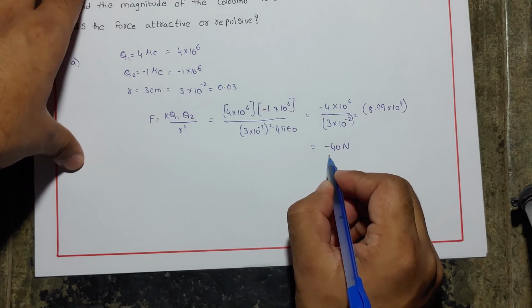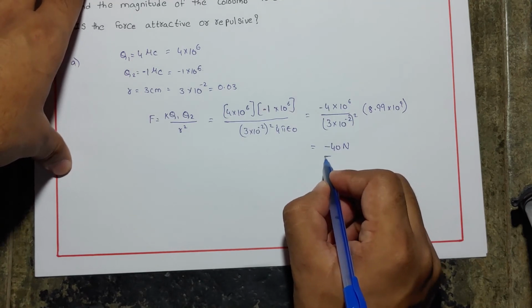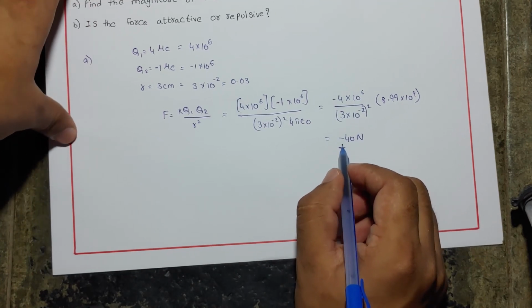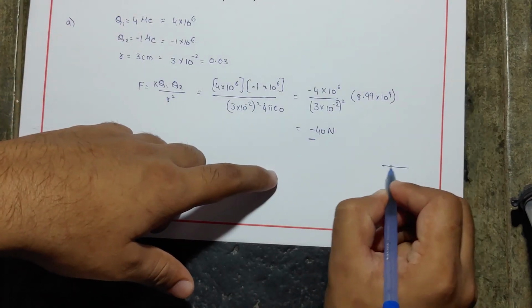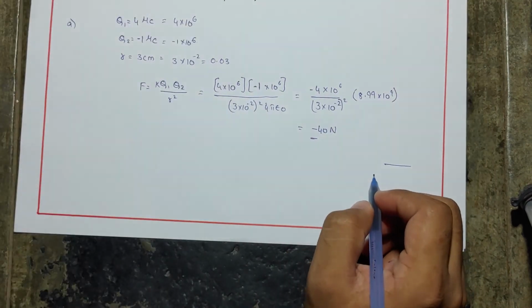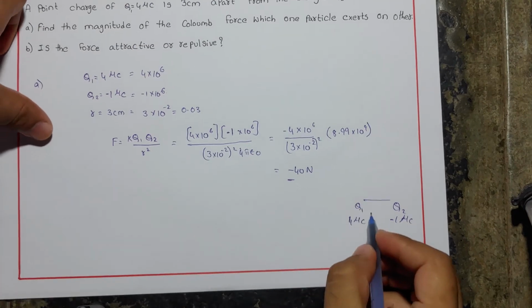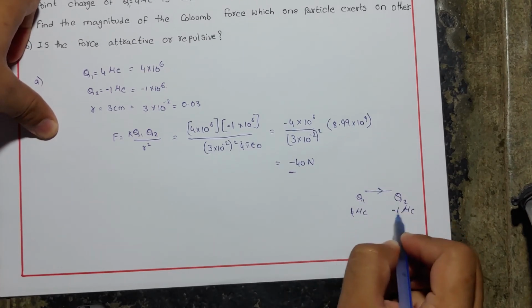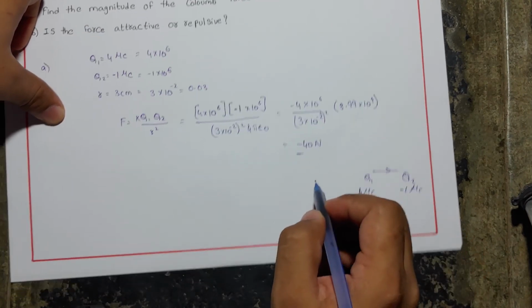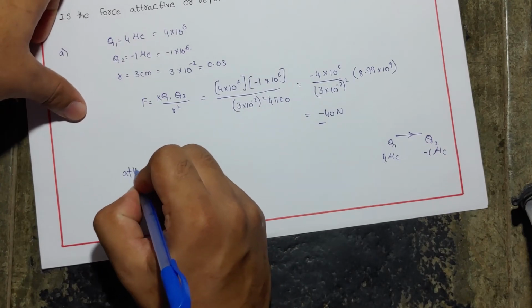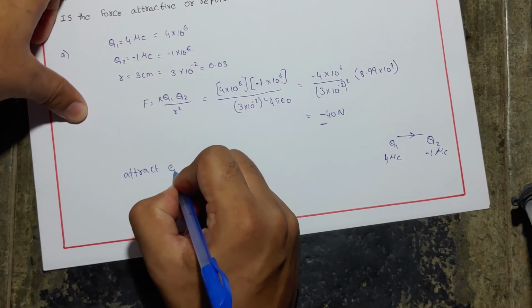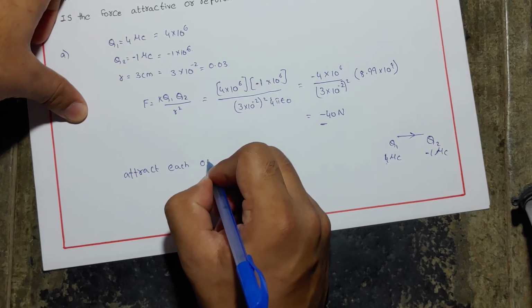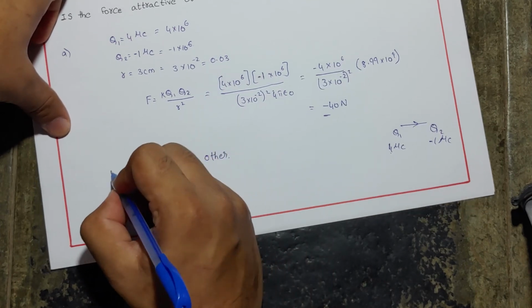Here we got the answer in minus, that is, the signs are opposite, so they attract each other, which is the answer for B.